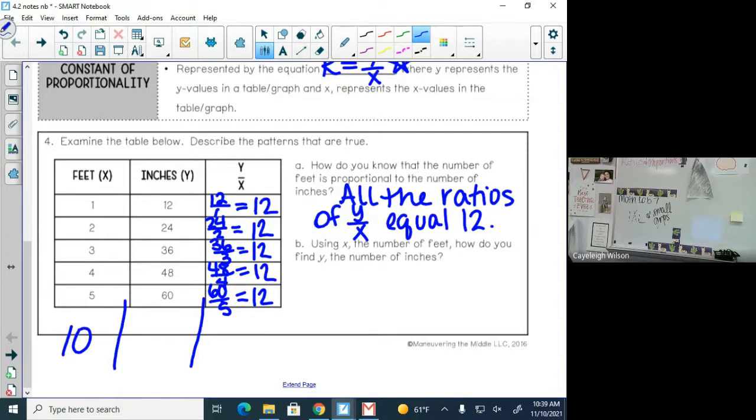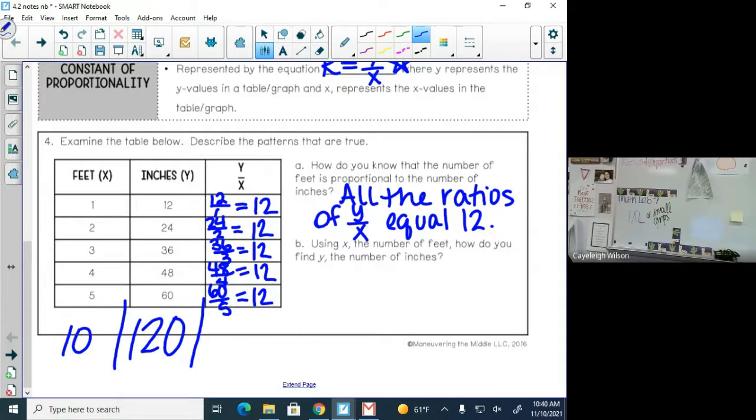The constant is 12, so that means that every time that they do something, they're multiplying it by 12. 1 times 12 is 12. 2 times 12 is 24. 3 times 12 is 36. 4 times 12 is 48. 5 times 12 is 60, because that's what the constant of proportionality is, 12. So I can multiply 10 by 12 to find that that's 120.